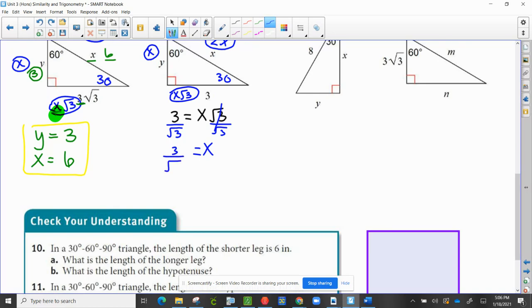Now, we talked about this in the previous video, but we can never leave a problem with a radical in the denominator. This is a problem where we're going to have to rationalize. So we multiply top and bottom by whatever the radical is in the denominator that's giving us a problem. In this case, it would be root 3. So this gives us 3 root 3 on top. Root 3 times root 3 becomes the square root of 9, which we know is 3 on the bottom. One last thing, 3 divided by 3 will simplify. So x here is just root 3.